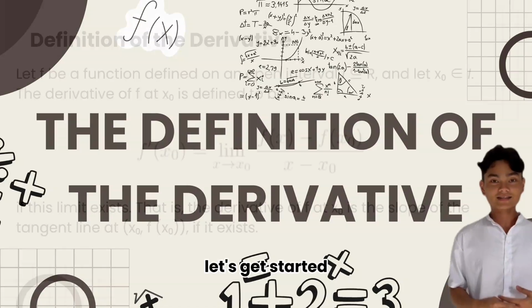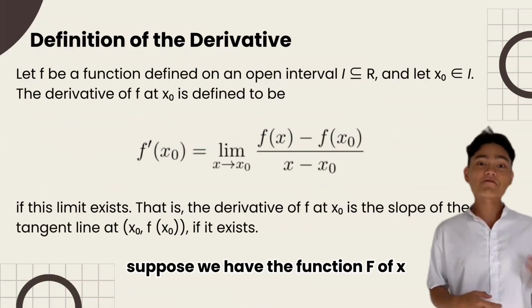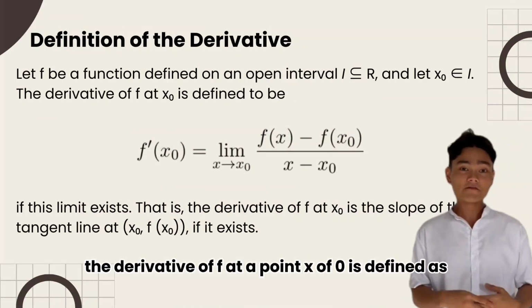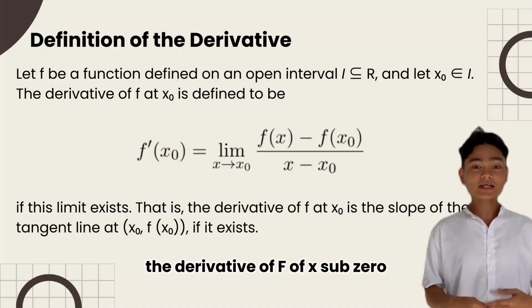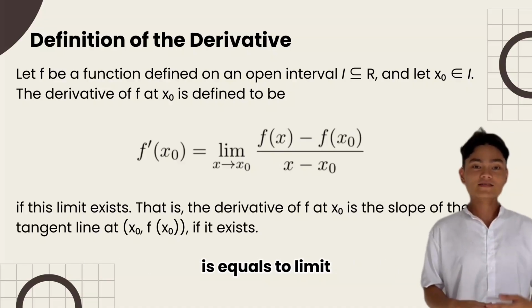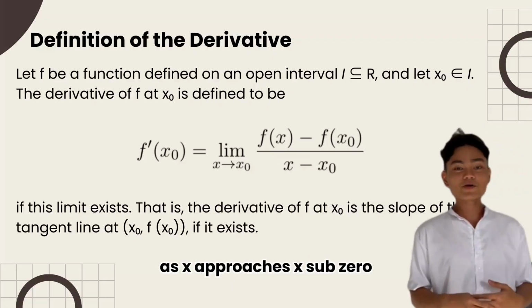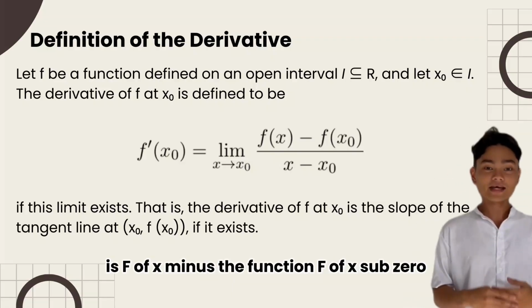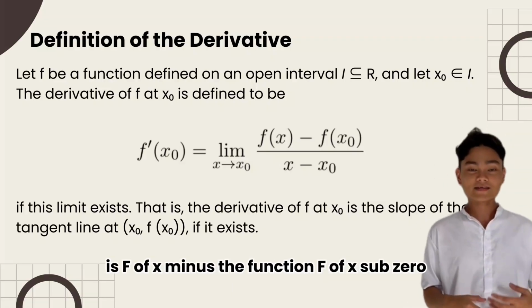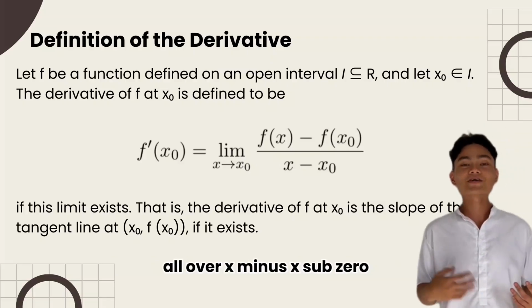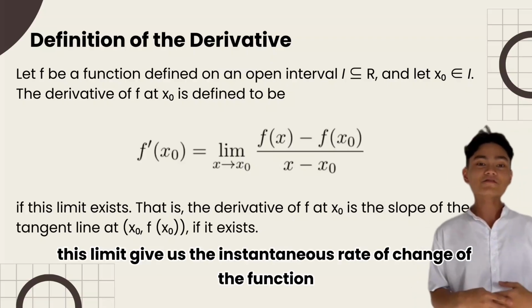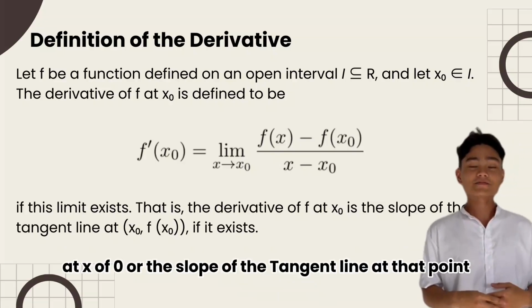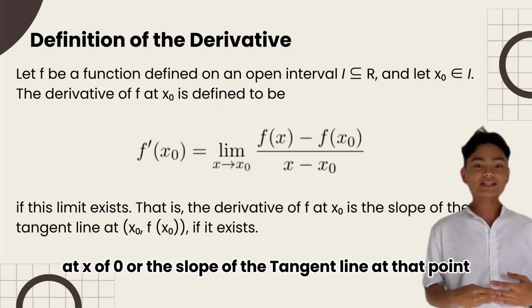Let's get started. Suppose we have the function f of x. The derivative of f at a point x sub 0 is defined as f prime of x sub 0 equals the limit as x approaches x sub 0 of f of x minus f of x sub 0, all over x minus x sub 0. This limit gives us the instantaneous rate of change of the function at x sub 0, or the slope of the tangent line at that point.